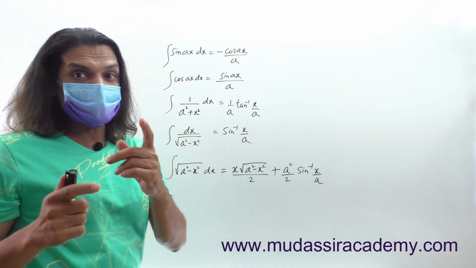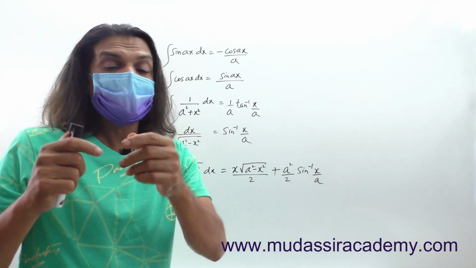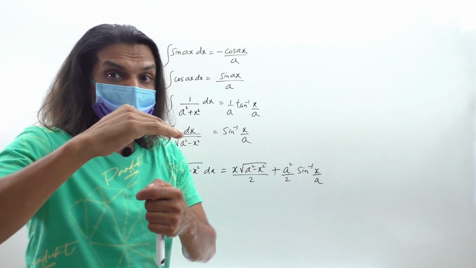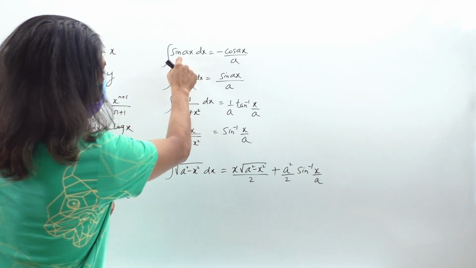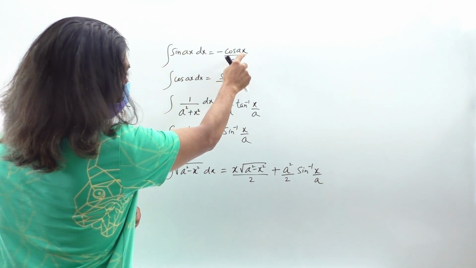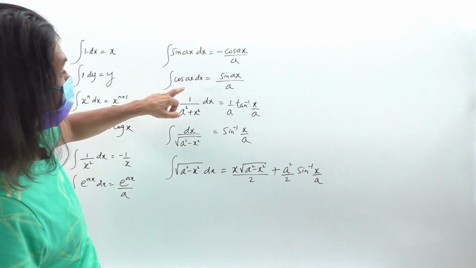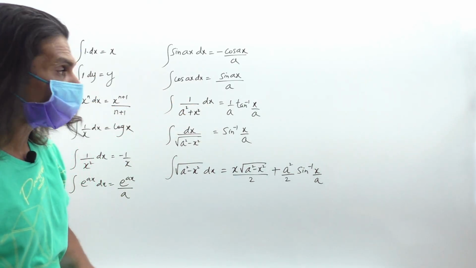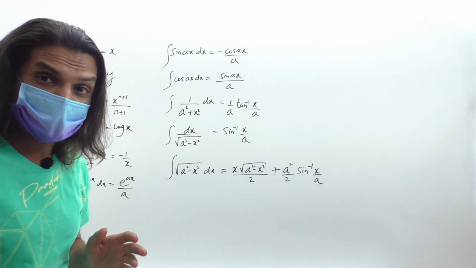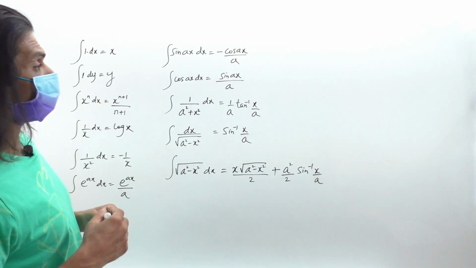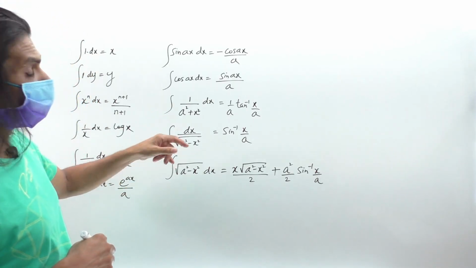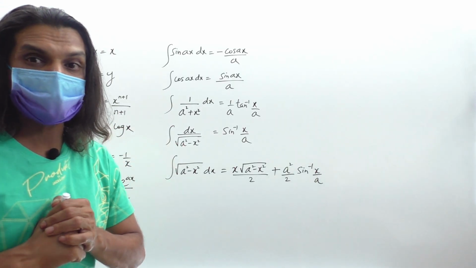As I told you, differentiation of sin ax is cos ax into a, but for integration, the chain rule will be applied in reverse. So the integration of sin ax will be minus cos ax upon the differentiation of ax, which is a. Similarly, integration of cos ax dx will be sin ax by a. Integration of dx by a square plus x square will be 1 by a tan inverse x by a. Integration of dx by root of a square minus x square will be sin inverse x by a.